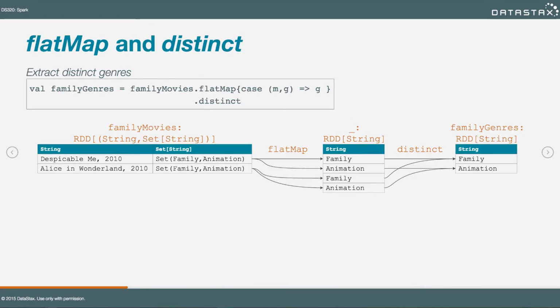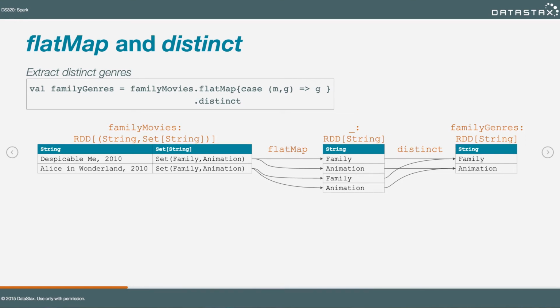flatMap and distinct. Let's look at these examples. We'll take the family movies that we created in just the last step and flatMap it. Now, the input parameters to that function will be a tuple of the movie string, that combined title and year string, and the second element of the tuple is going to be the set. Think of that as the 2 columns in the RDD. What we're going to do with those in the mapping is really just pluck out that second one, the genre field. So that intermediate RDD that we create after flatMap is shown in the diagram there.